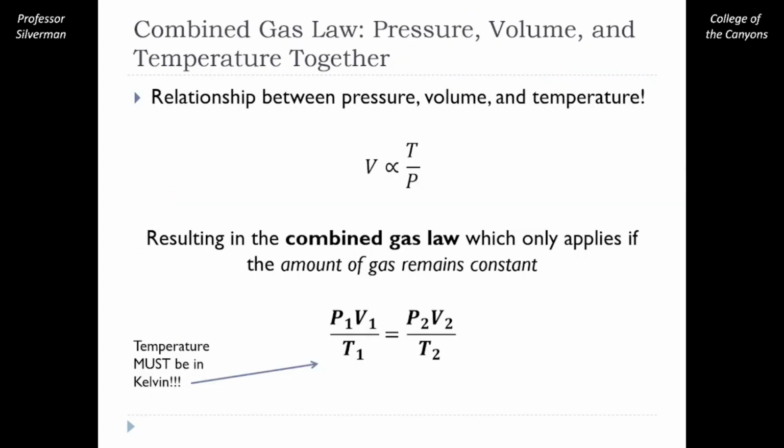We can combine our first two gas relationships into a third combined relationship. This is known as the combined gas law. Volume is related to both temperature and pressure. If we're changing all three of these at once, we can put our two equations together. P1 V1 divided by T1 is equal to P2 V2 divided by T2.